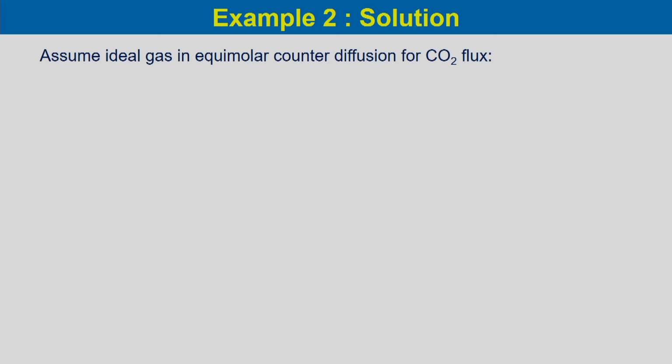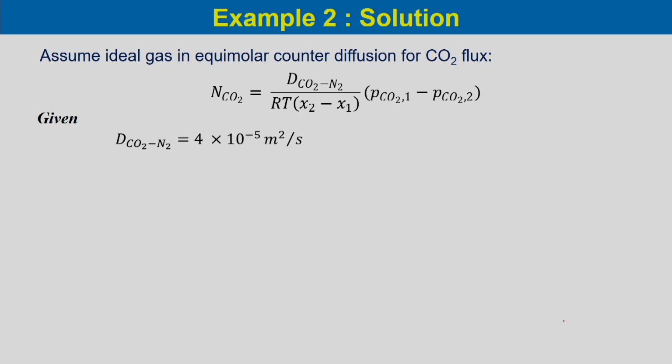So, we assume the ideal gas in equimolar counter diffusion for CO2. So, the flux for CO2 we can write N_CO2 would be equal to D_CO2-N2 divided by RT (x2 minus x1) times (P_CO2 at 1 minus P_CO2 at 2). So, the values which are given: D_CO2-N2 would be equal to 4 into 10 to the power minus 5 meter square per second.